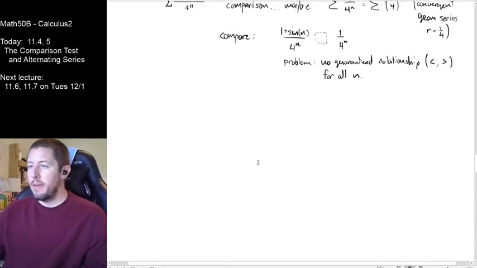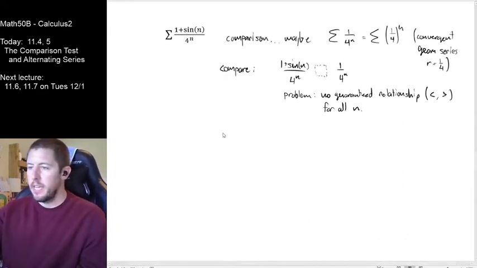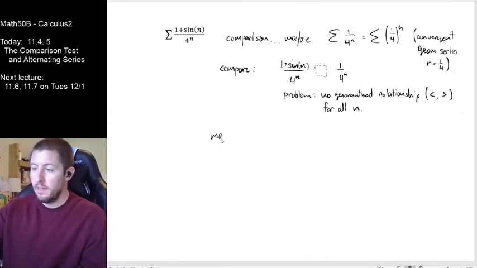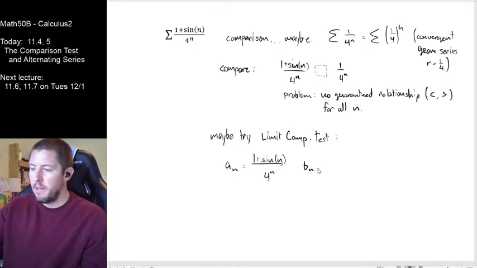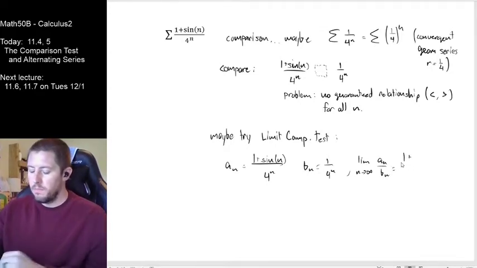So this is where I should then maybe say to myself, all right, well let's try the alternating series test then. Or sorry, the limit comparison test. In this case, I would say that my a sub n is 1 plus sine of n over 4 to the n. My b sub n would be just 1 over 4 to the n. And I am interested in the limit as n goes to infinity of a sub n over b sub n, which is 1 plus, hold on, let me get my limits in there.